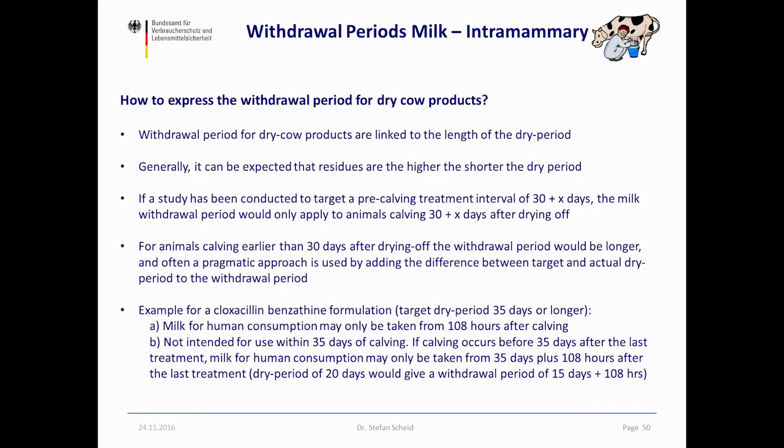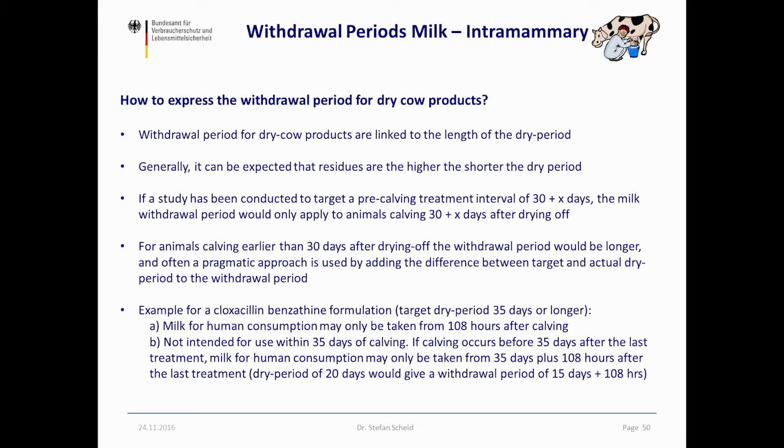So if in the SPC you have the withdrawal period expressed for cows that have a 30 days dry-off period, then the SPC will say for cows which have a dry-off length of 30 days or more, you will apply 5 milkings withdrawal time or whatever. You will have to discard 5 milkings.